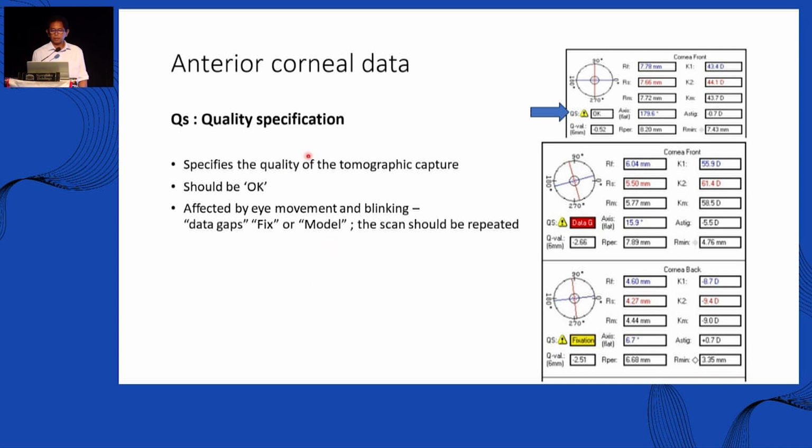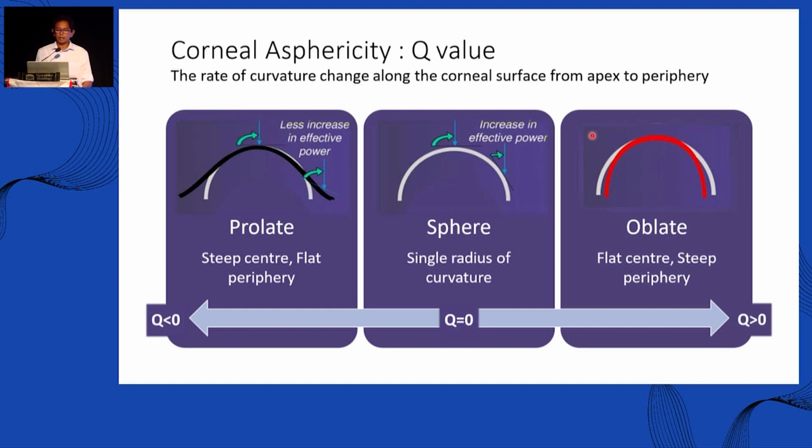Okay. So here, look at the quality, just make sure that the quality is okay, and look at the Q value. Now Q value is the spherical aberration. If it's a sphere, the Q value is called 0 in the middle. So this is a sphere which will have a Q value of 0. Prolate corneas are steep in the center, flat in the periphery, which is like a normal corneal surface that we get in young people. So less increase in effective power in the periphery, that will actually give you a Q under 0, a minus value Q.